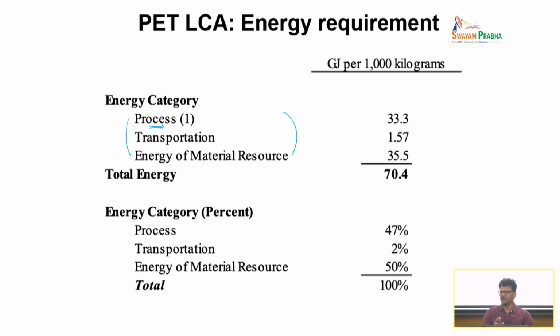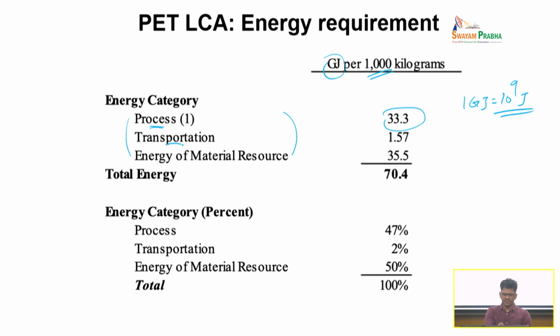There is energy required to run the process. That means heating, cooling, and various processes. If you are conducting a polymer reaction, you have to supply heat. So there is energy involvement in the process itself, and that takes about 33.3 gigajoules. One gigajoule basically means 10 to the power 9 joules, for every 1000 kilograms of PET resin manufactured.